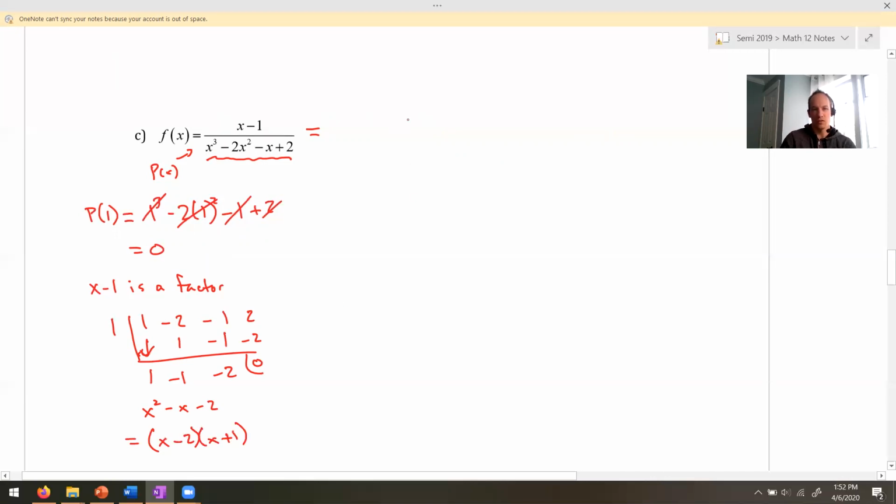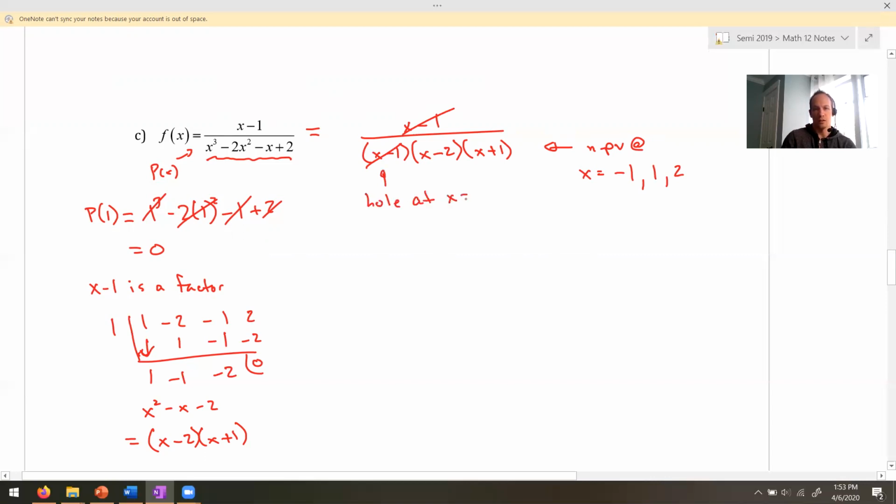So when I factor this whole thing, you have to factor it out entirely because this tells you all of the non-permissible values. So we have NPVs at x equals, let's do this in order, negative 1, 1, and 2. The things I cancel here are these guys. So this tells me I have a hole at x equals 1. And I have vertical asymptotes where things don't cancel, so at x equals negative 1, 2.